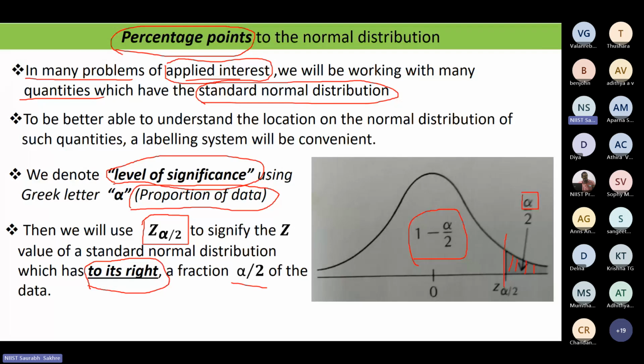We call alpha the level of significance, and we always take alpha in two parts. Alpha by 2 on the right, alpha by 2 on the left. But in the standard normal distribution, we will say to its right because overall we know that it is 1. So 1 minus alpha by 2 will be the remaining proportion. Okay, I hope this labeling system is clear to you by now.